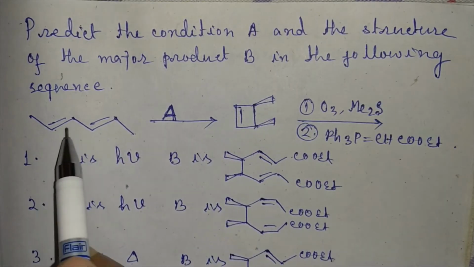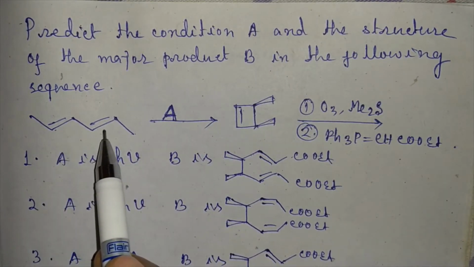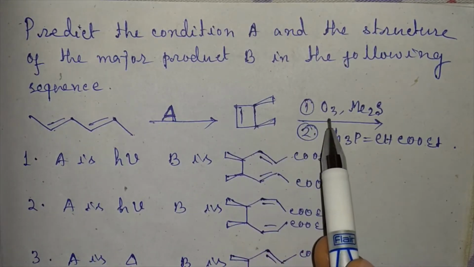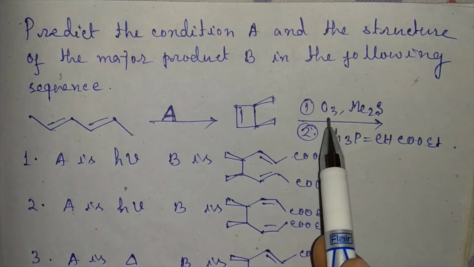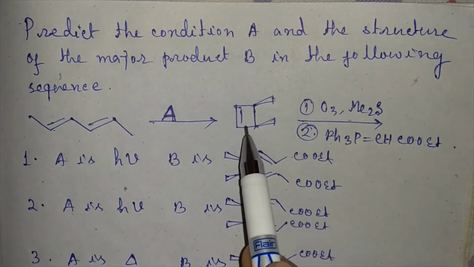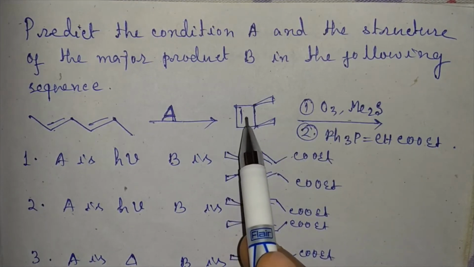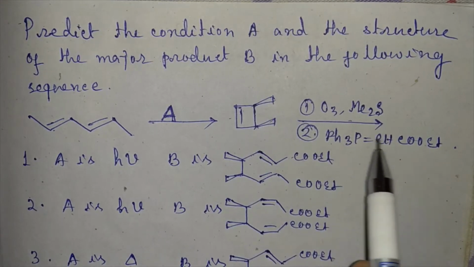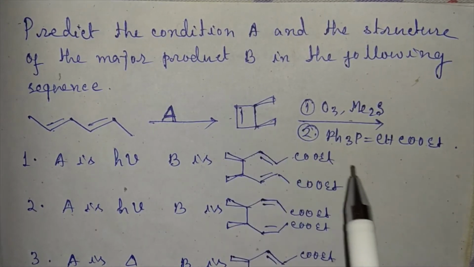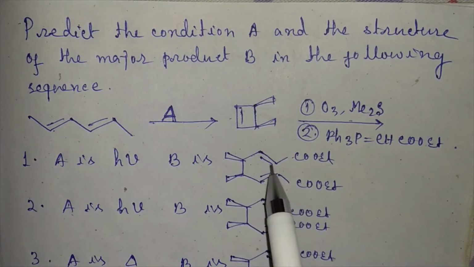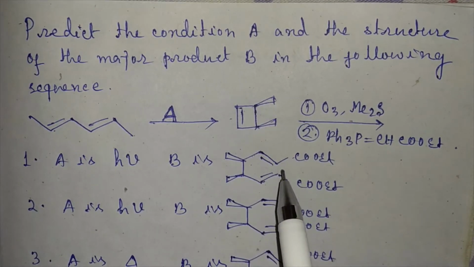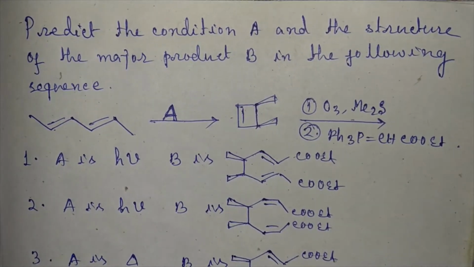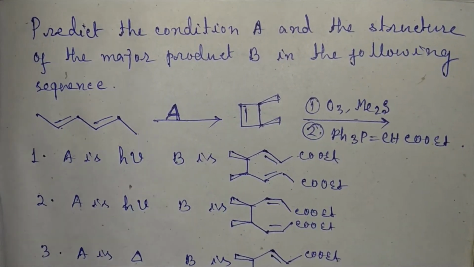So this is a diene, and then this molecule is ozone. Ozonolysis is done in this molecule, so the double bond will cleave, and then it is a reaction with an ylide with aldehyde, so this will give another double bond, that is, an alkene will form. So we'll see the product.